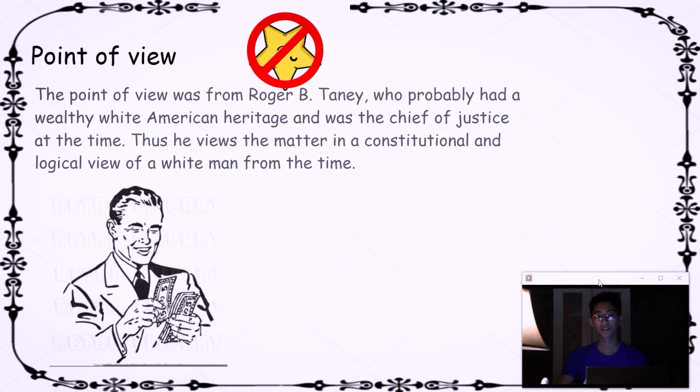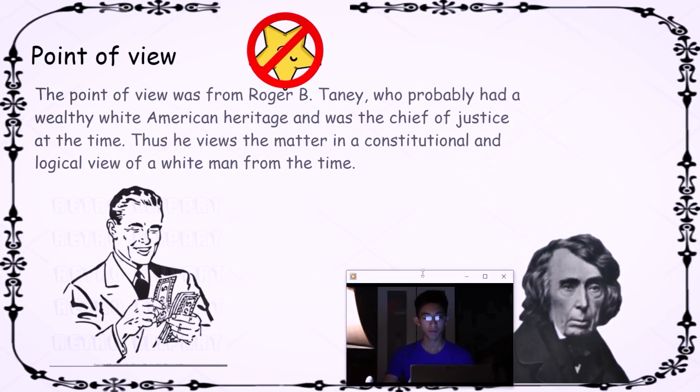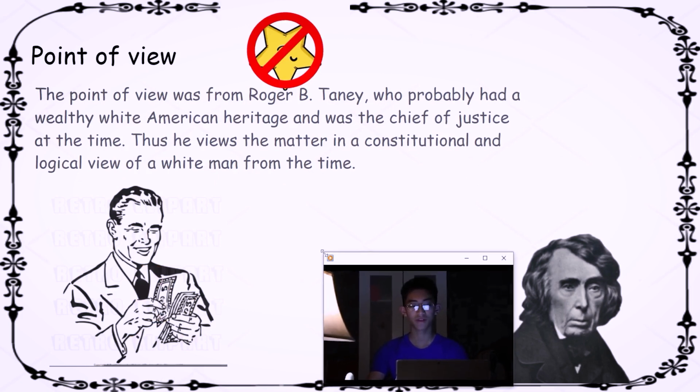The point of view was from Roger B. Taney, the person next to me, and he probably had a wealthy white American heritage, and additionally, he was the Chief Justice at the time. Thus, he viewed the matter from a very constitutional and logical view of the white man at the time.